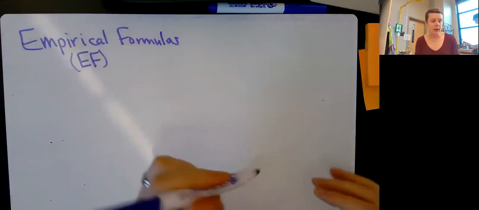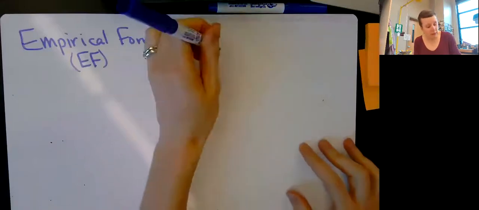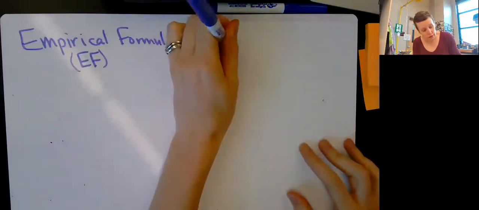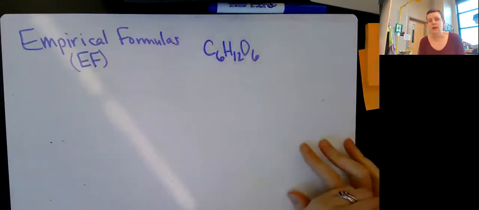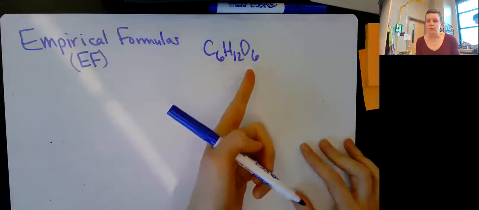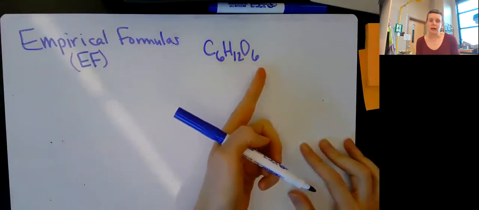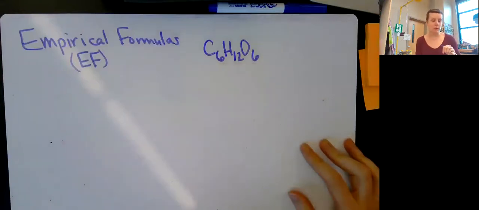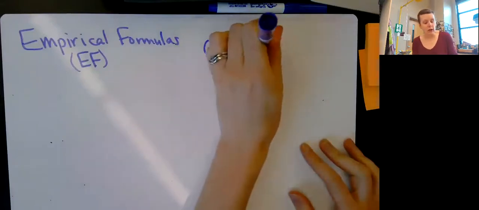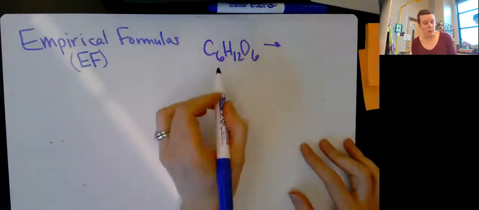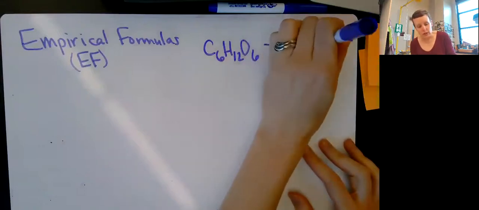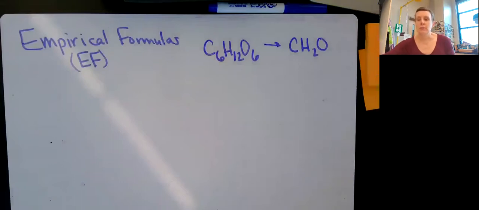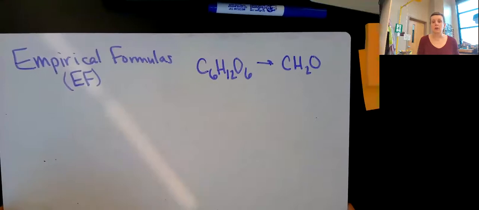So for example, in biology, you guys have probably learned already that C6H12O6 is glucose. Well, that is not a lowest ratio of the elements in that compound, okay? All of those numbers are divisible by six. So if we divide them all by six, we end up with one, two, and one. We don't have to write ones. So we get CH2O. CH2O is the empirical formula for the substance glucose, okay?